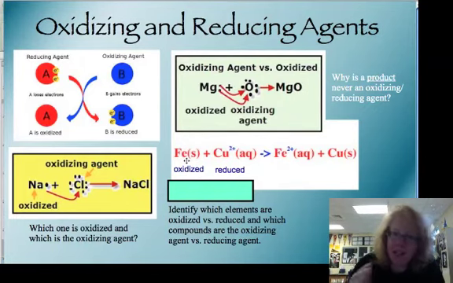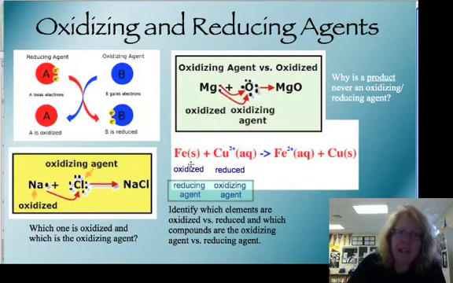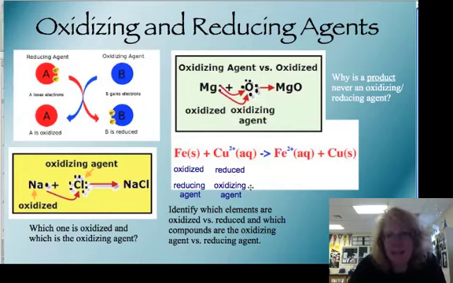Again, that's how I take a look at it. I look for the one that's reduced first. For me, that's the easiest way to remember it. So now you can tell which one's the oxidizing agent and the reducing agent. It should be the opposite term, right? So if iron is oxidized, it must be the reducing agent. Copper that's reduced has got to be the oxidizing agent.